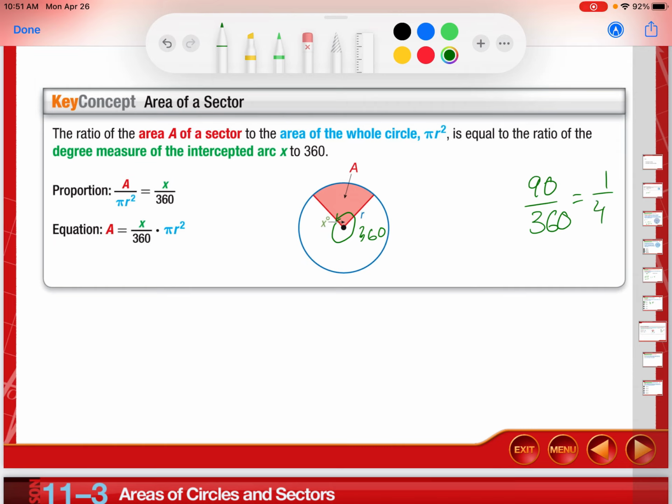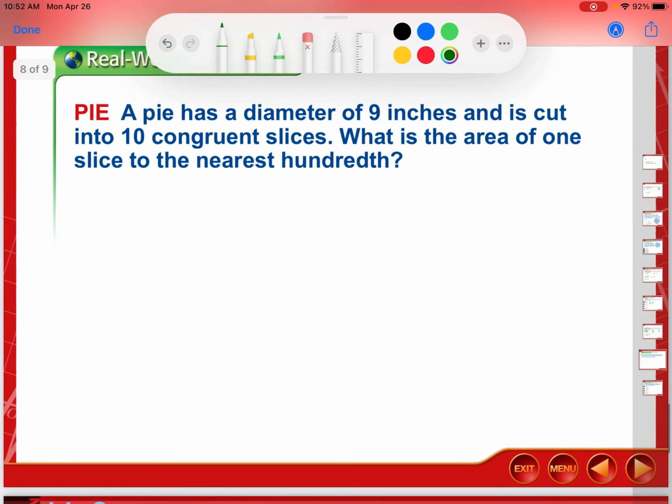They give you this proportion that you can use, but what I would rather use is this equation. We know area of the sector equals x, being our degrees of the sector, over 360 times the area of the full circle, or pi r squared. So let's look at this in practice.